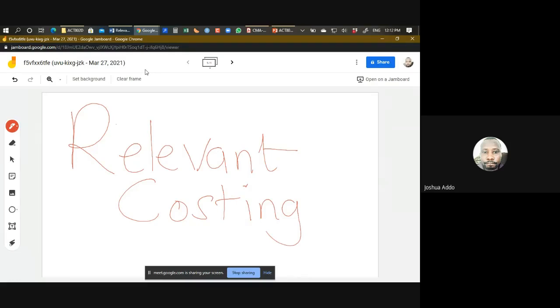It's one of the topics that is going to provide us with some useful decision-making tools in life, and most importantly, in our business lives. Relevant costing. Actually, this is what the whole thing is about. The focus of the whole of the topic of management accounting is on decision making, if you remember. And this particular topic is going to actually point everything to decision making.